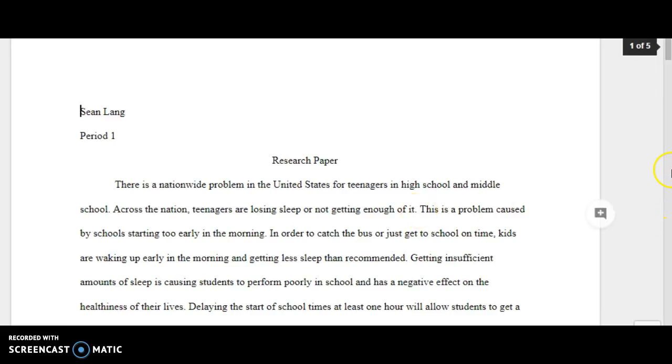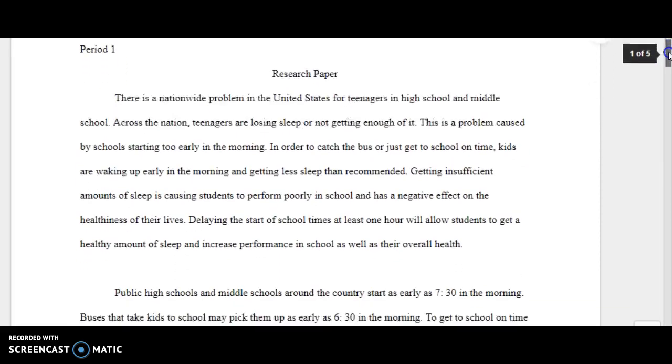Okay, in terms of your paper itself, there's a nationwide problem in the United States for teenagers in high school and middle school. Across the nation, teenagers are losing sleep and not getting enough of it. This is a problem caused by school starting too early. Good. In order to catch a bus, fine.